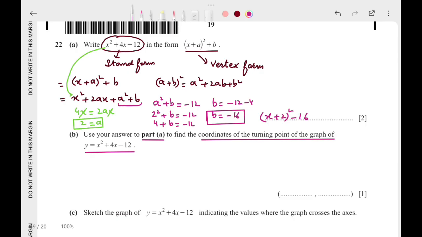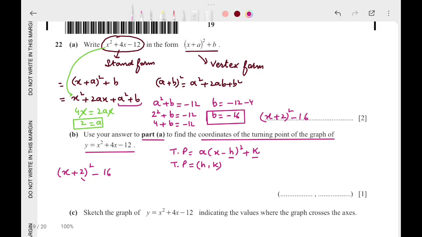So students, the turning point of vertex form is equal to a bracket opens x minus h whole square plus k, whereas h and k are turning points. Now we have already established one vertex form equation, that is x plus 2 whole square minus 16.